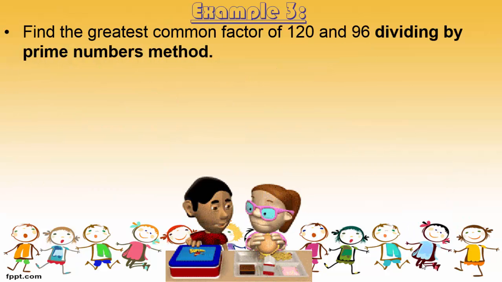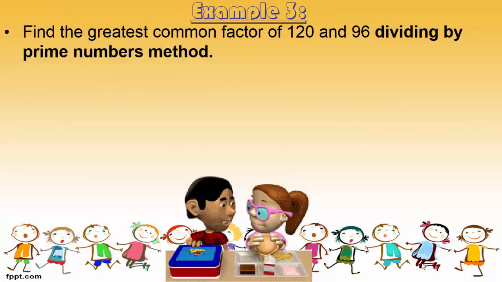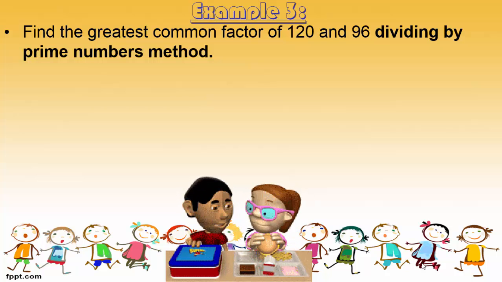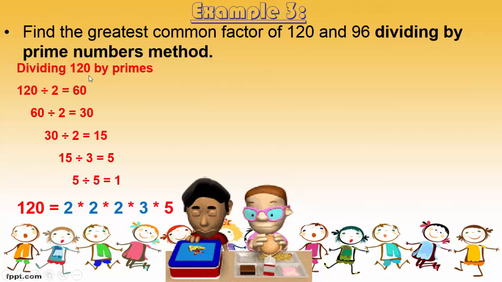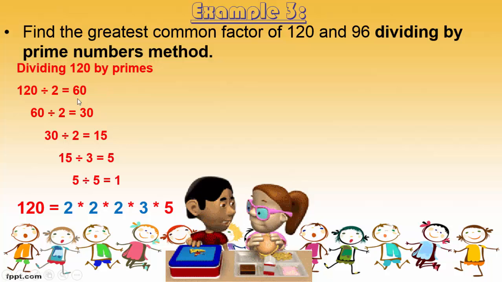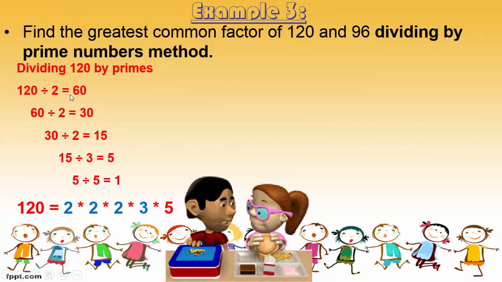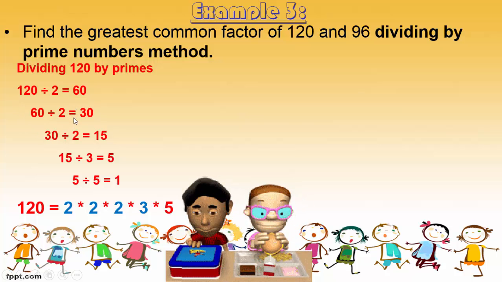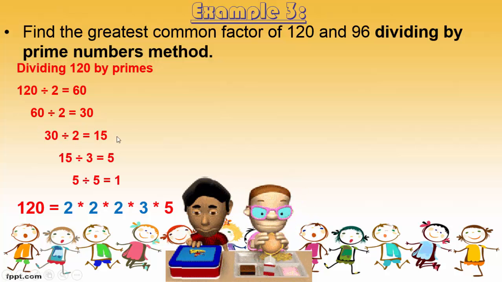In example number 3, we're asked to find the greatest common factor of 120 and 96 using the dividing by prime numbers method. So here we're going to divide 120 by prime numbers. We're going to start with 2. So 120 divided by 2 is 60. Then we're going to take 60 and divide that by 2 and we get 30. We'll take 30 and divide it by 2 and get 15.